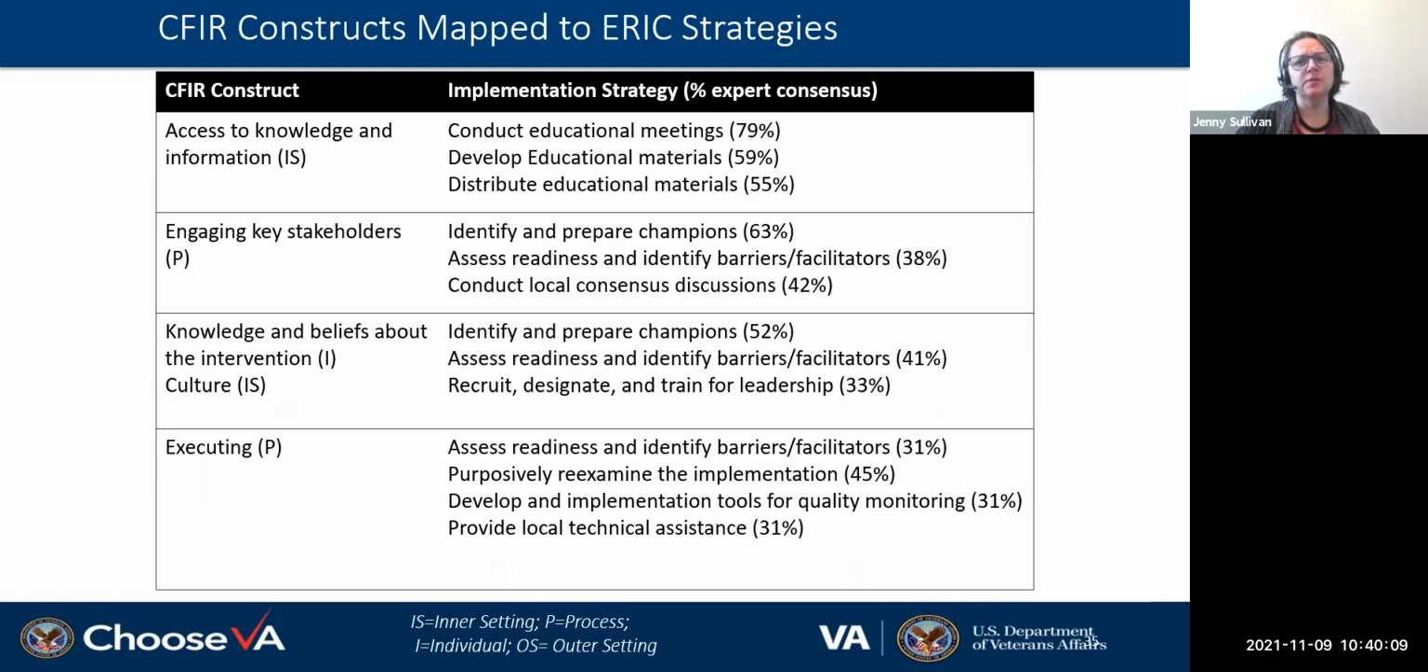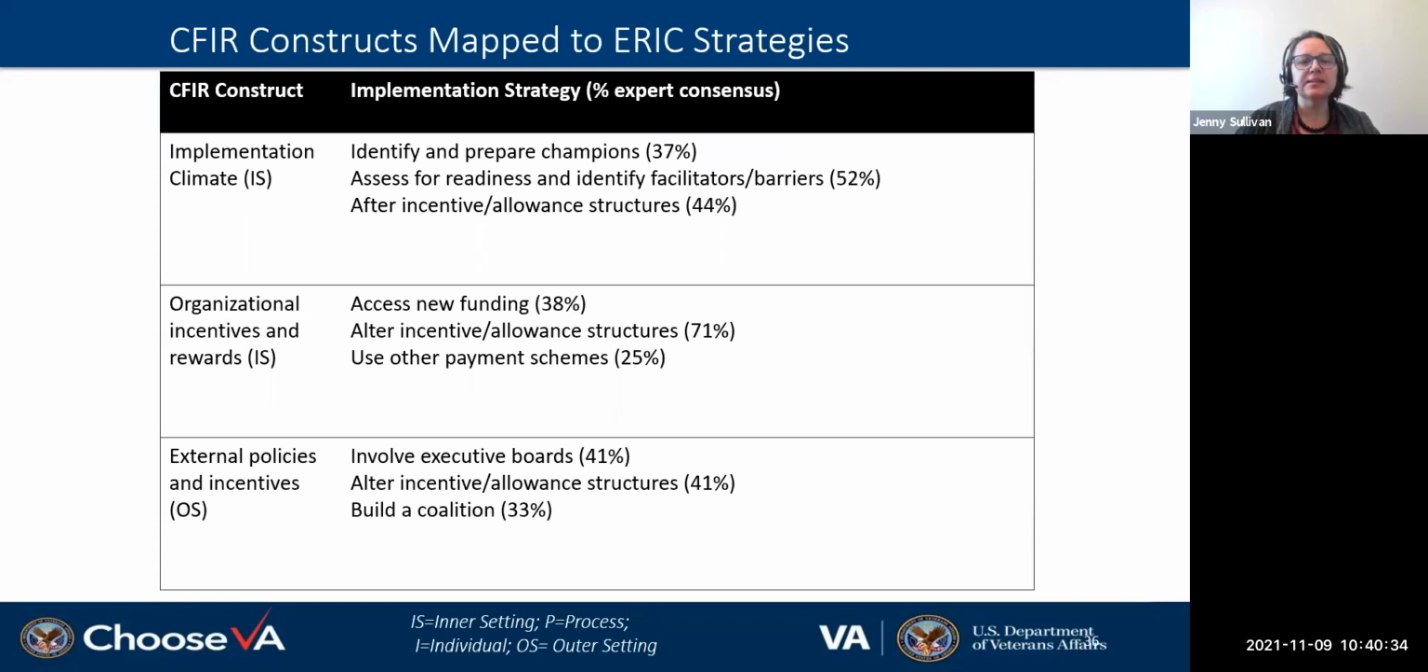So then, here is our second table. You can notice that some of these implementation strategies start to repeat. For example, identifying and preparing champions, or assessing readiness and identifying barriers and facilitators. This information is especially useful as stakeholders begin to assess which strategies might be put into place to overcome multiple barriers, which I've highlighted earlier. So as we get to the last table of barriers, almost all of the strategies listed here on the slide have been previously mentioned in the last 2.